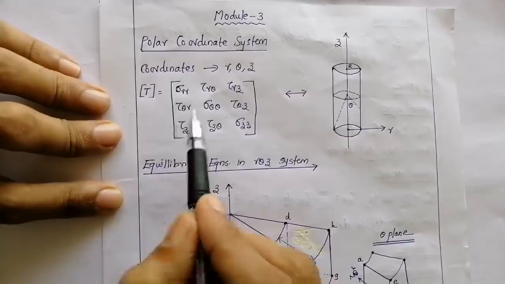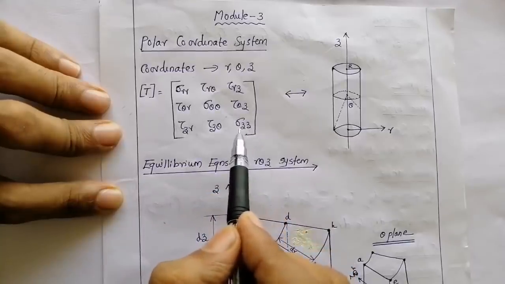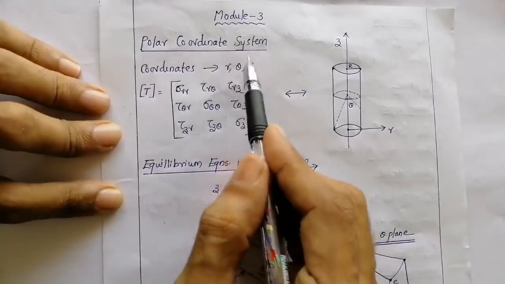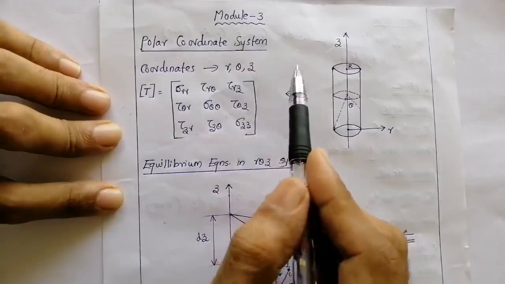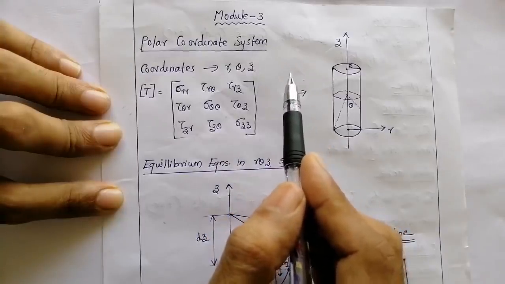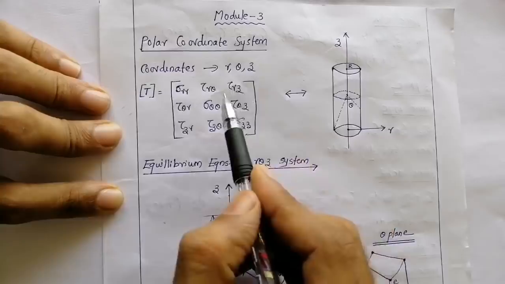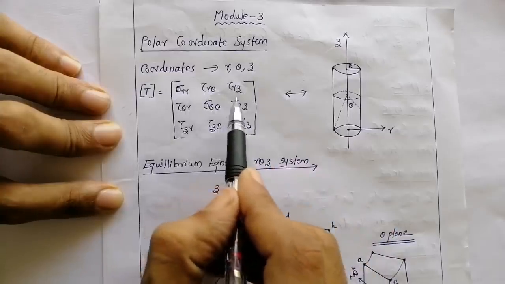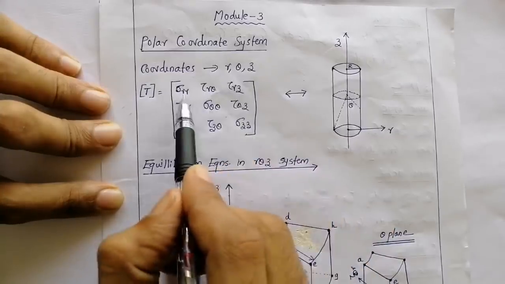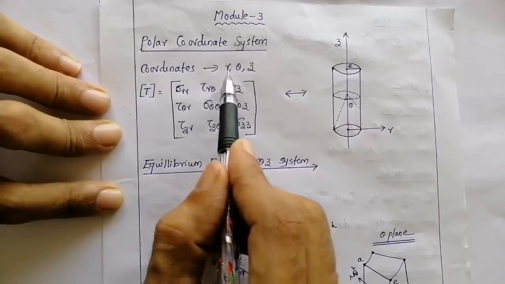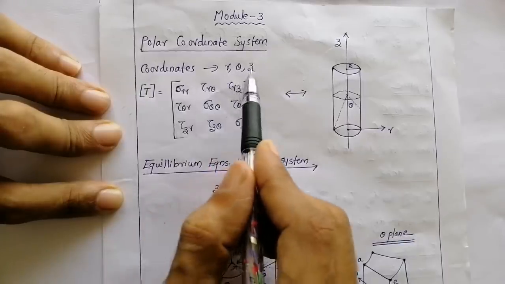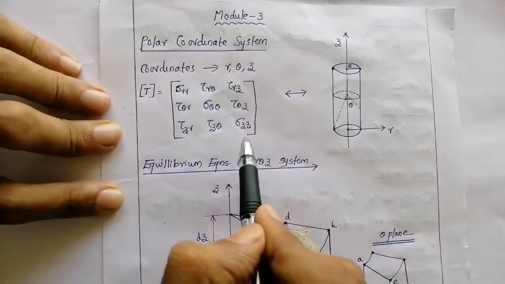If you are having some confusion writing down this matrix, you can just write x, y, z here, and similar to the components of a stress matrix in a rectangular coordinate system, you can replace the variables accordingly, the same variables will come. So, instead of x, y, we have r theta. Instead of x, x, we have r, r. Instead of z, z, we have sigma z, z.